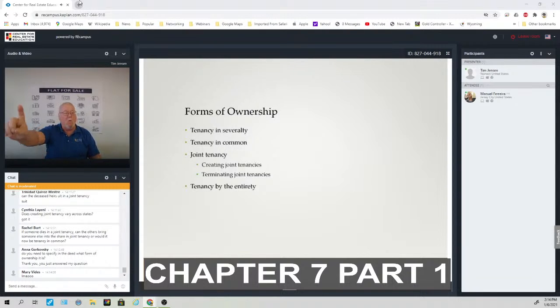Tenancy in severalty, one person. Tenants in common, multiple owners, no right of survivorship, do not have to have all four unities. Joint tenancy must have all four unities and right of survivorship.